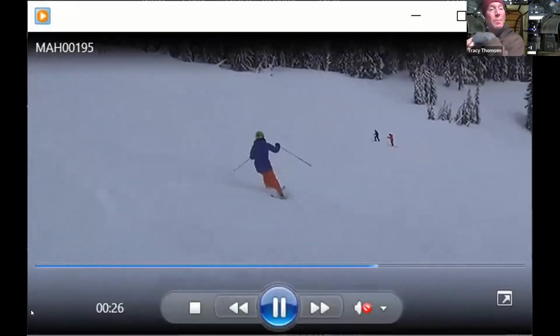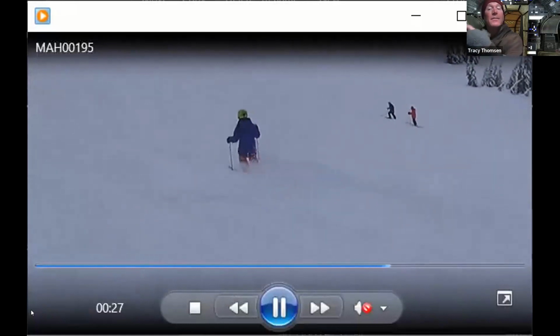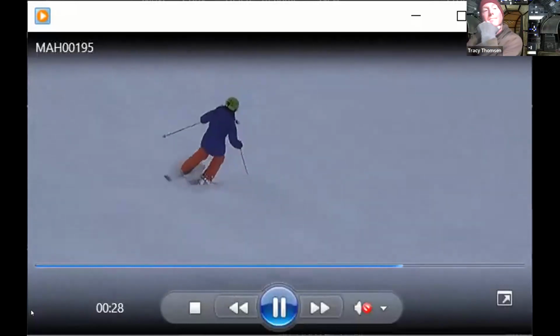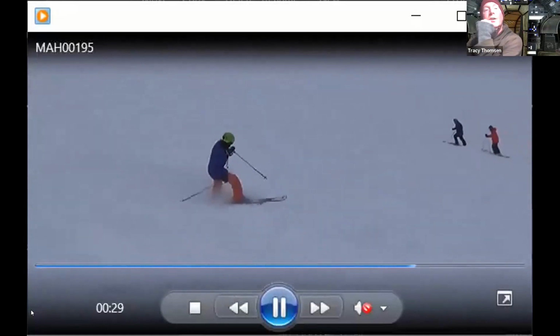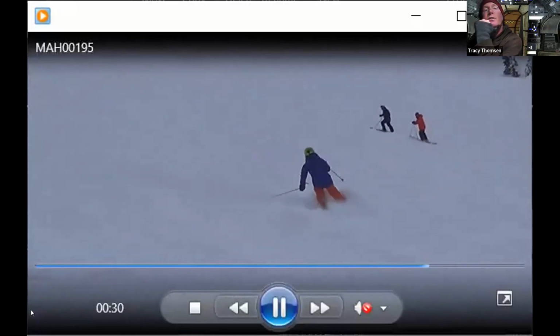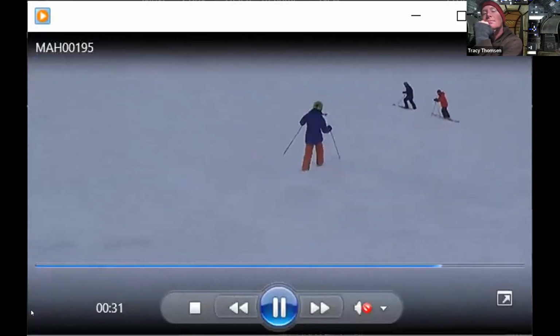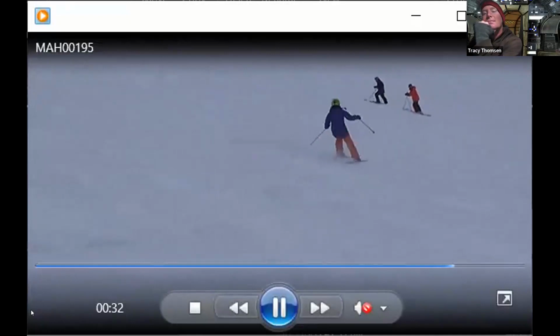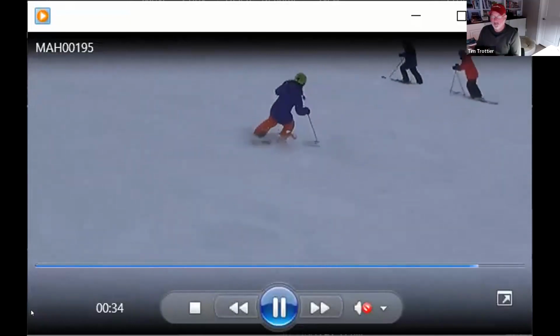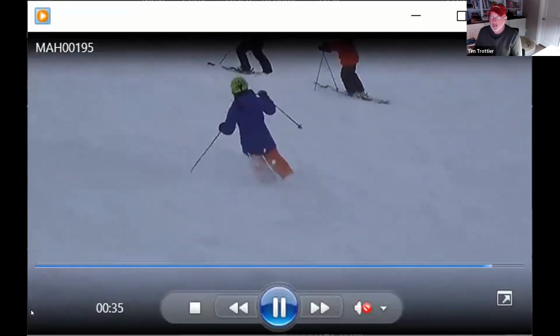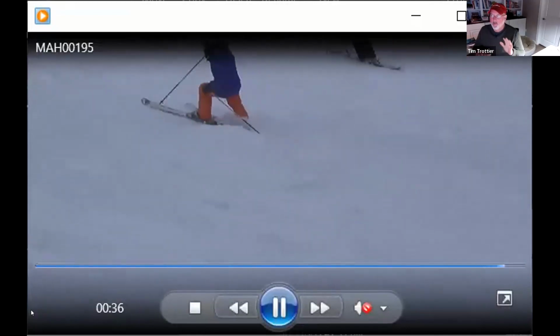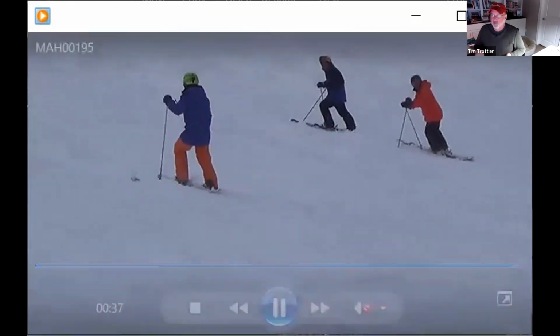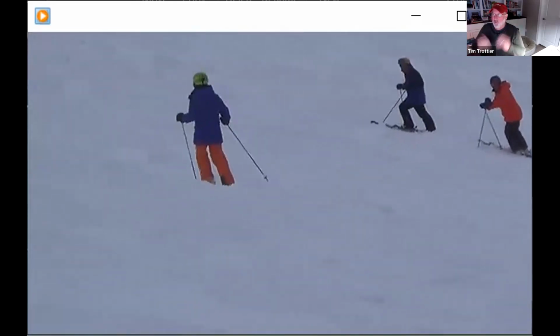Does anybody want to jump in and talk about that portion of the turn between these two skiers? Something that's jumping out at me is that their knees are flexing a lot more than their hips. They're very stiff from the waist up.